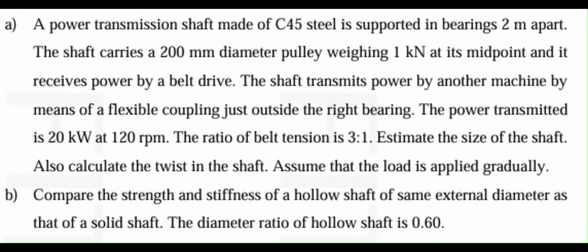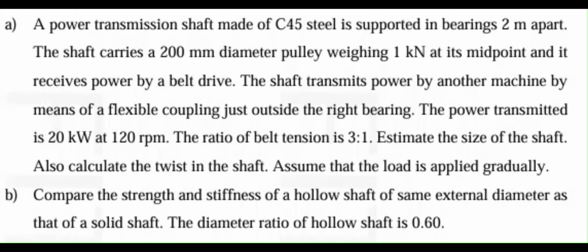That pulley receives power by a belt drive. This shaft transmits power to another machine by means of a flexible coupling outside the right bearing. The power transmitted by the shaft is 20 kilowatt at 120 rpm. The ratio of the belt tension is 3:1.